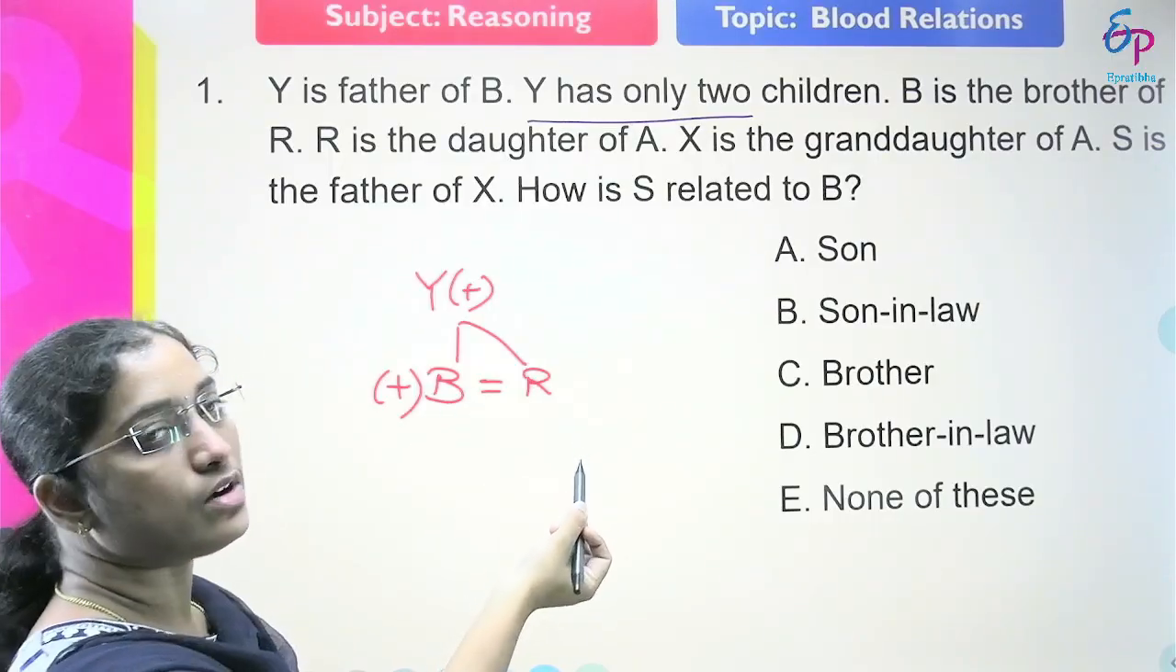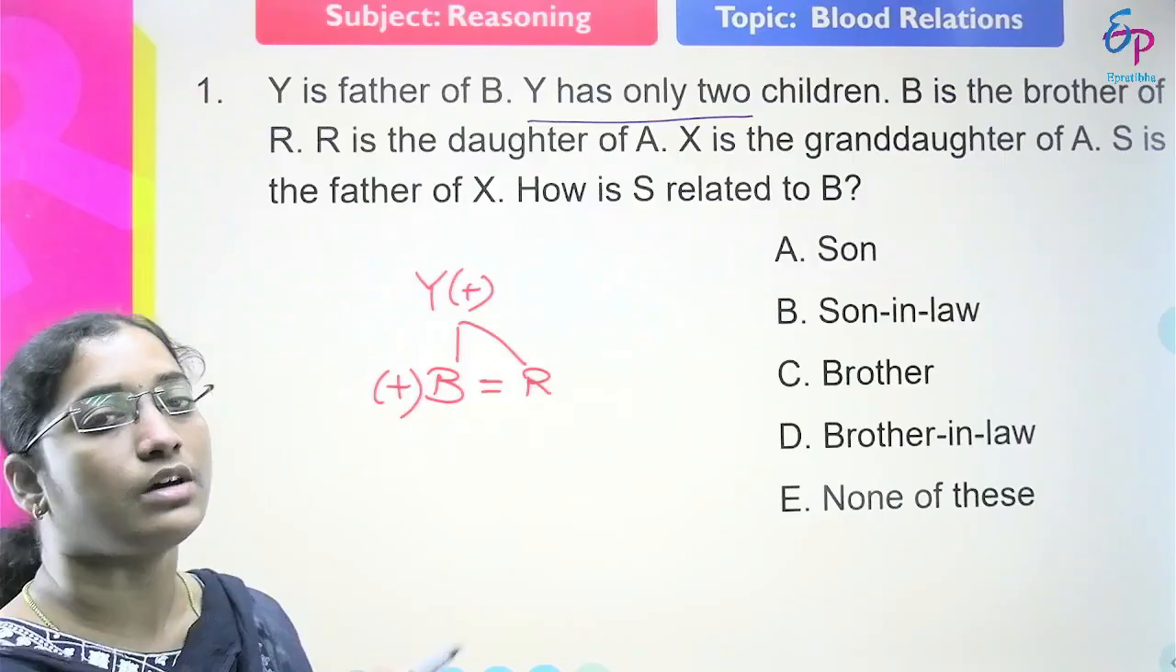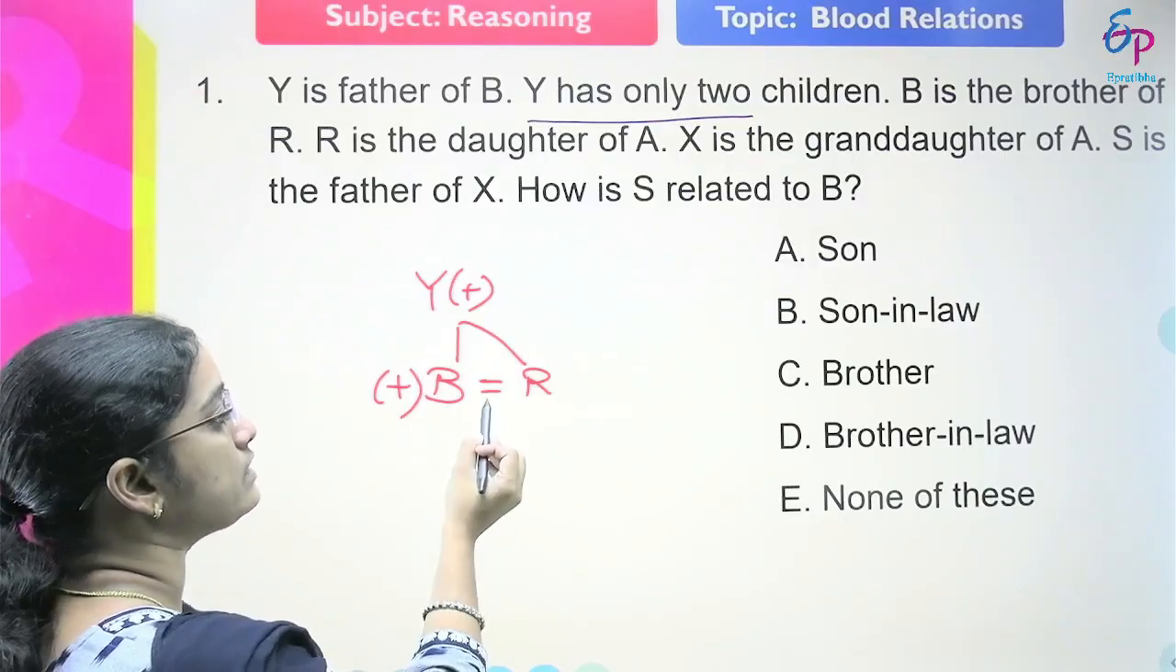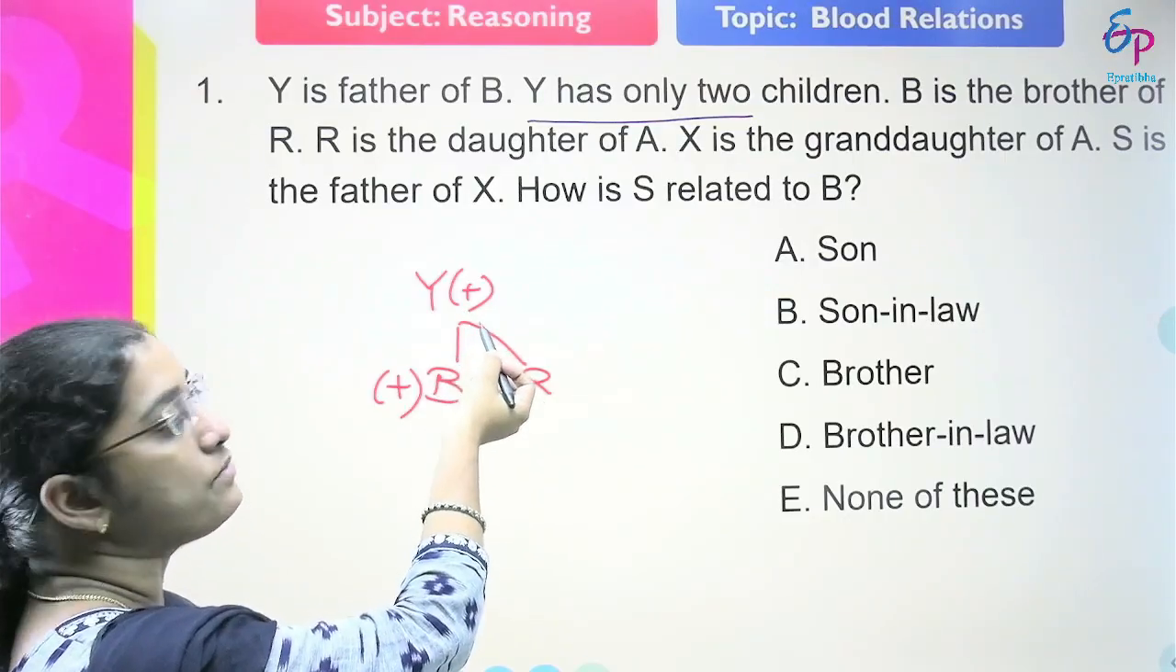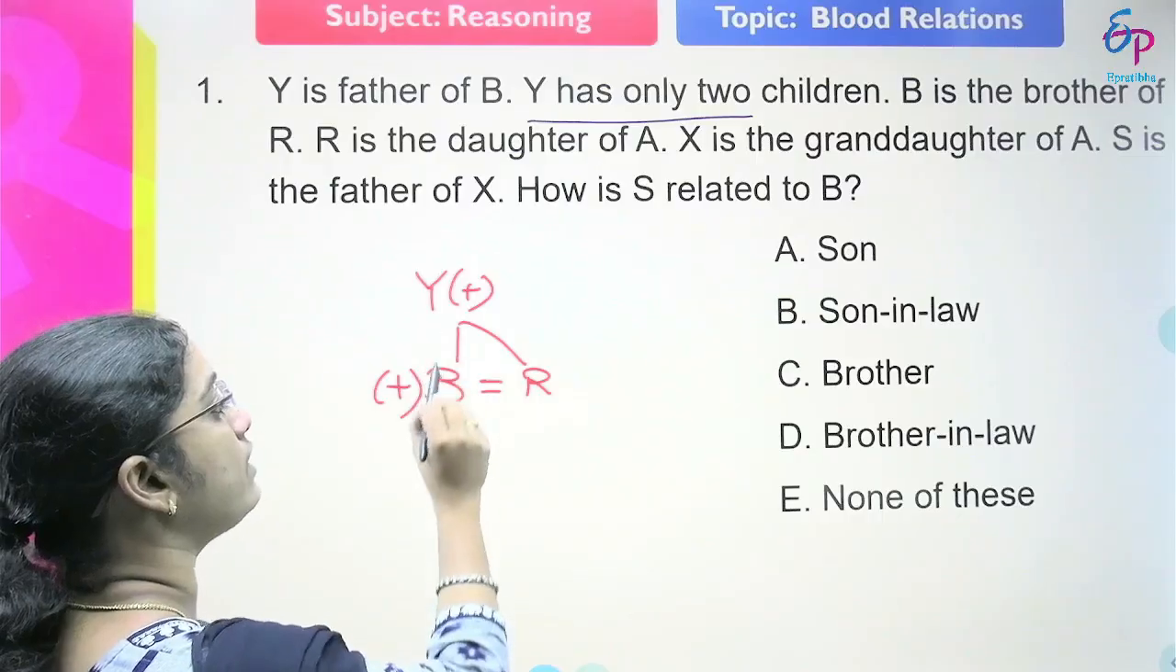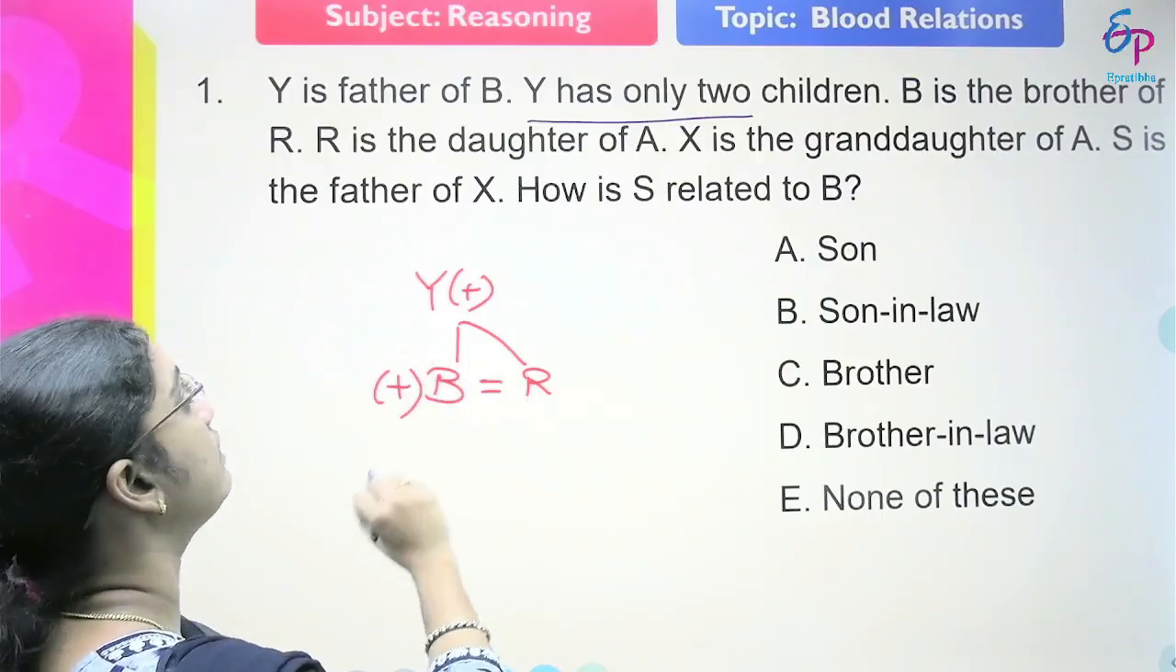And B is brother of R means definitely for siblings we have the same parents, right? So that means for R also, definitely the father is Y only. That means Y has two children, those two children are B and R, right?